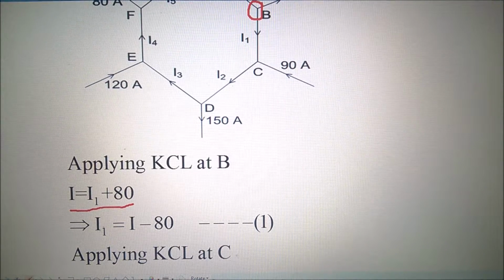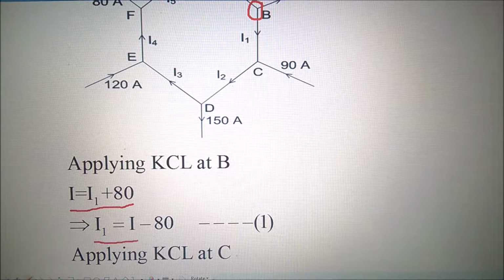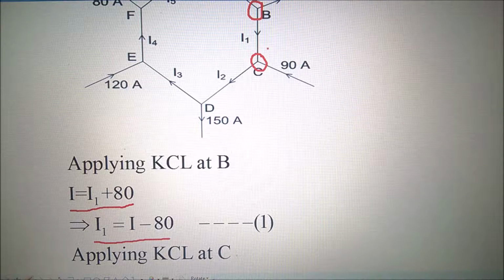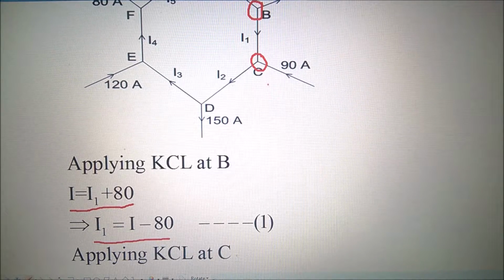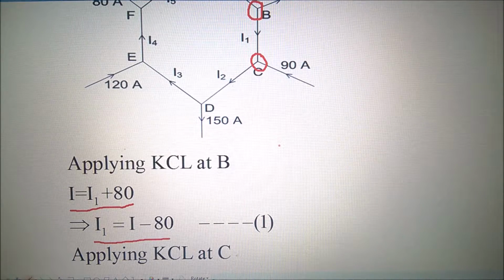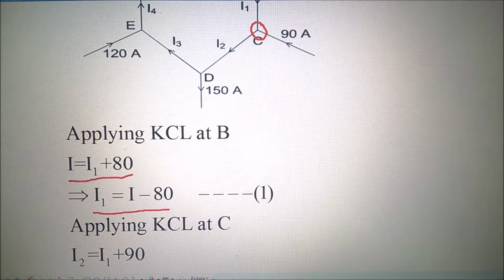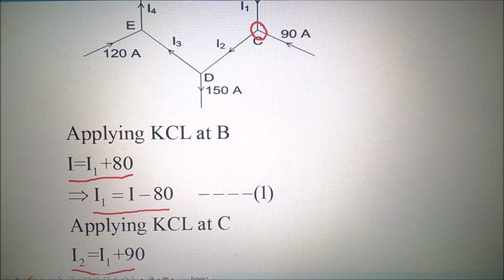And from that, we get I1 in terms of I. Therefore, our intention will be to express each branch current in terms of I. Now we will apply Kirchhoff's current law at the junction C, and here you can see that I1 and 90 are incoming and I2 is outgoing. Therefore, we will get this equation.